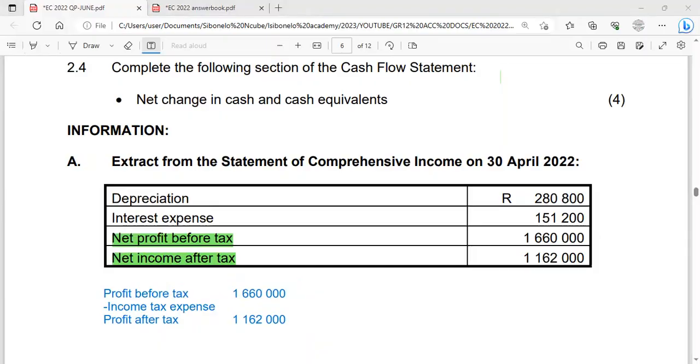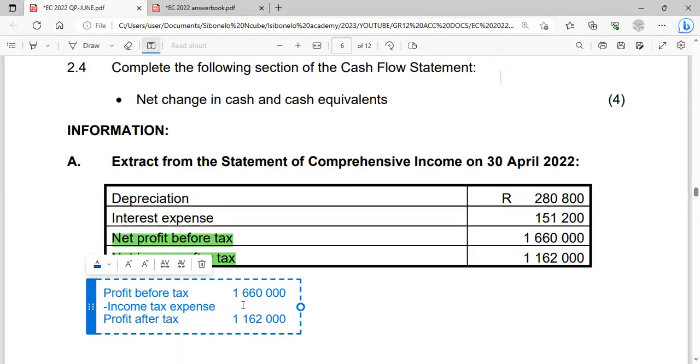So now let us punch the calculator. 1,660,000 minus 1,162,000. So the difference is 498.